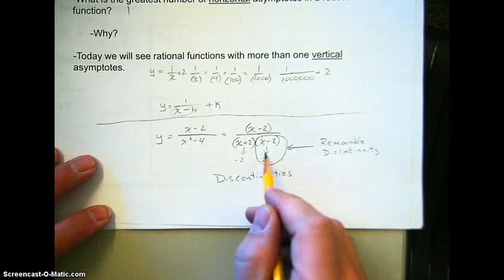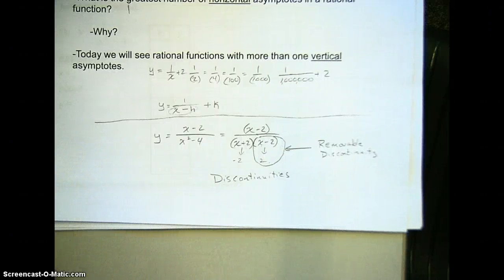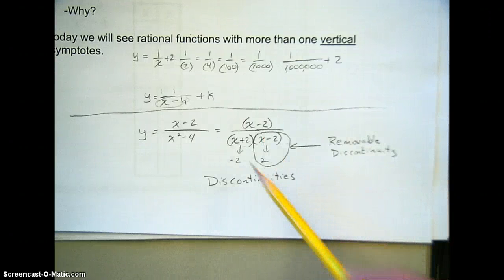Removable discontinuity. Tell your neighbor why that one's removable. We haven't talked about this yet. Let's see if we can figure it out. Because you make the top 0 as well. So why is that a removable discontinuity? Andrew? Because everything multiplied by 0 is equal to 0, so if either one of those is 0, the whole thing is 0. Okay, very true.